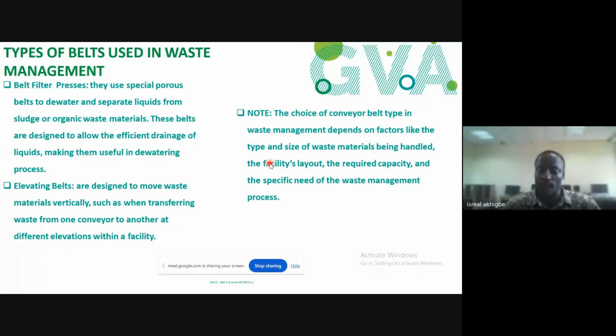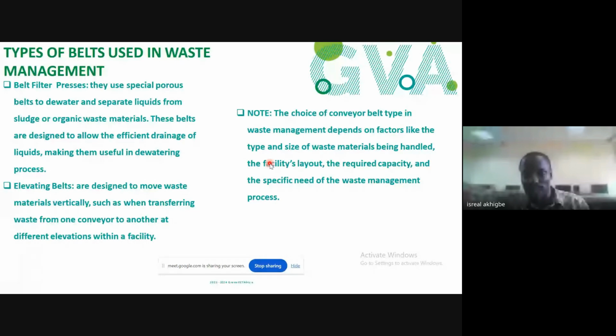Elevating belts are designed to move waste material vertically, such as when transferring waste from one conveyor to another at a different elevation within a facility. If we remember the video that I played, at some point you see waste recycling machinery that goes all the way from ground level to a reasonable height. If waste processes go from ground level to a certain height, we use an elevating belt. You see different conditions for different waste processes and recycling, and those conditions give us a guide on what type of belt to use.